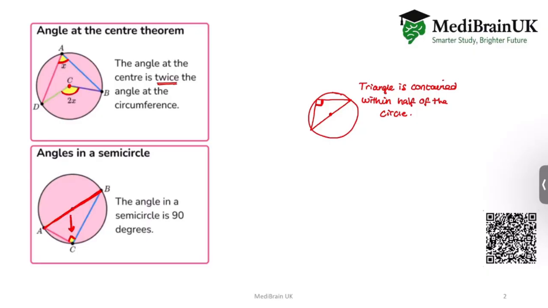The diameter is taking up one side of the triangle, and all the triangle is held within one half of the circle. So it's contained within the semicircle. Okay, so those are the first two rules. I've ordered these rules so that they start off slightly easy and at the end you get the hardest rules. But it's really important to understand the hard rules because those are the ones where exam questions are most likely to be asked.